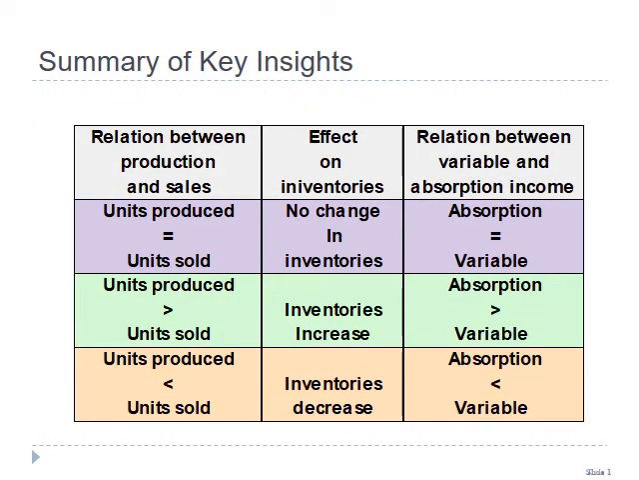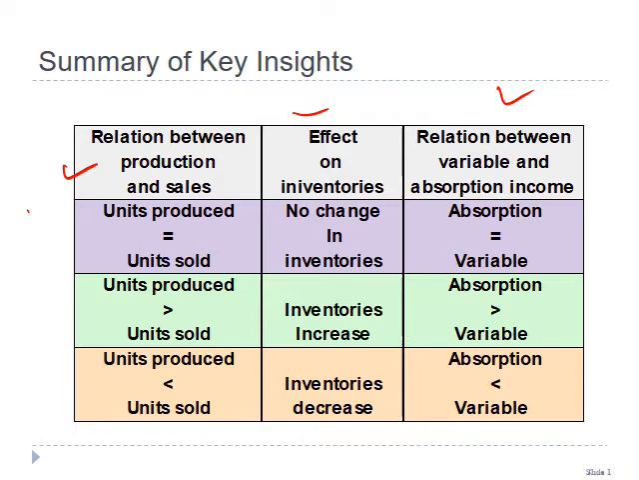So this on your screen is a summary of what we have observed from the Harvey company's 2-year income statement by comparing absorption costing and variable costing. So here's the relationship between production and sales, and here is the effect on inventories, and here is the relationship between variable and absorption costing.